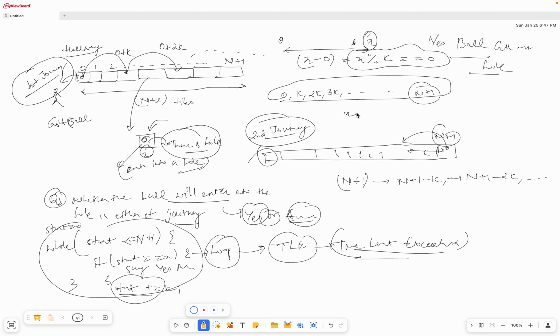For the second journey, n plus 1, which is this position, minus x, the tile which has the hole. If n plus 1 minus x is divisible by k, then the ball enters the hole, otherwise it will not. That is if you are using a loop for it. Otherwise you can use the modulo operator to solve this.